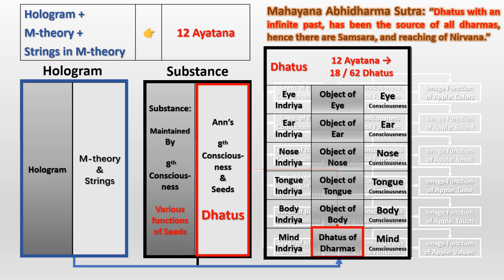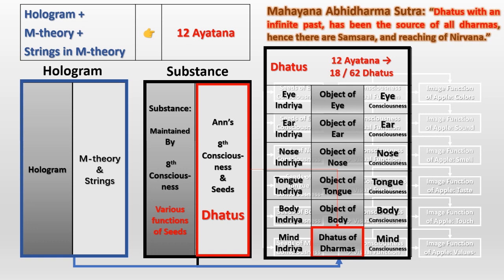Dhatus are said to be 62 dhatus in the Mahayana Abhidharma Sutra, which is an expansion of 18 dhatus, which in turn is expanded from 12 ayatana. This is a basic concept in Buddhism. In the 62 dhatus, there are many detailed classifications, for example, past, present, and future. This means it is a source of highly structured information.